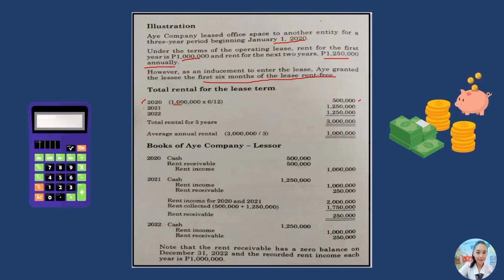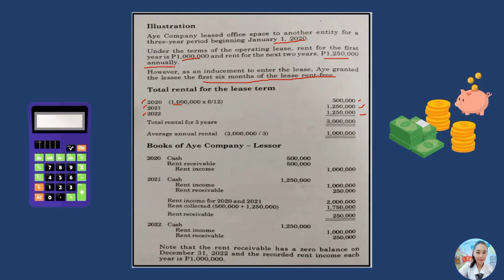Now it's 2021. Again, it is stated here that for the next 2 years, rent escalates from 1 million to 1,250,000 for the next 2 years. So for the second year, 1,250,000, and then for the third year, we also have 1,250,000.